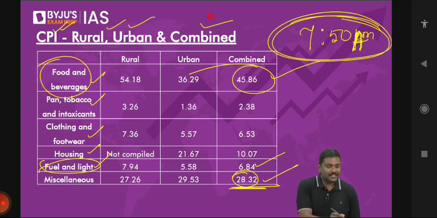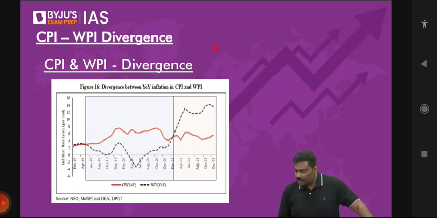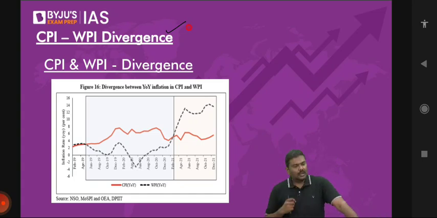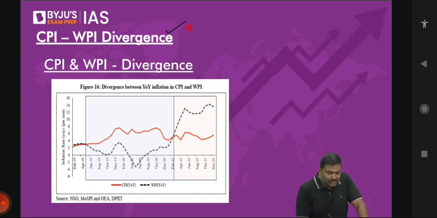CPI rural, urban, combined is all done. Let me go to the next one now: CPI, WPI divergence. Divergence simply means the difference. Many times you'll see that CPI will be going up while WPI will be going down, or CPI will be going down while WPI will be going up.